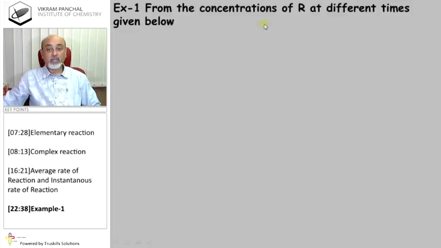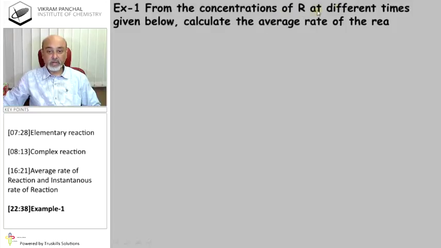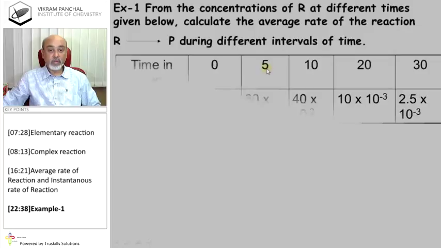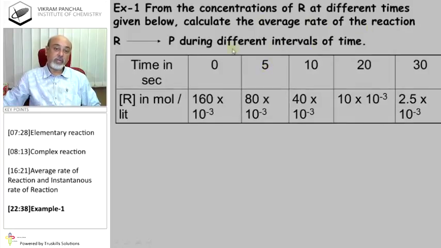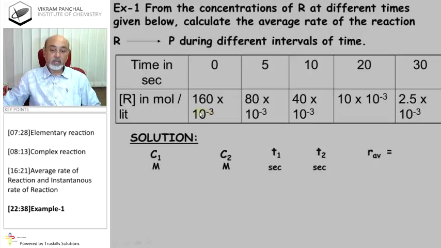Example 1. From the concentration of reactant at different times given below, calculate the average rate of reaction. This is the result. At 0 seconds, the concentration of reactant is 160 into 10 raised to minus 3. After 5 seconds, it is 80 into 10 raised to minus 3. After 10 seconds, 40 into 10 raised to minus 3. After 20 seconds, 10 into 10 raised to minus 3. After 30 seconds, 2.5 into 10 raised to minus 3.